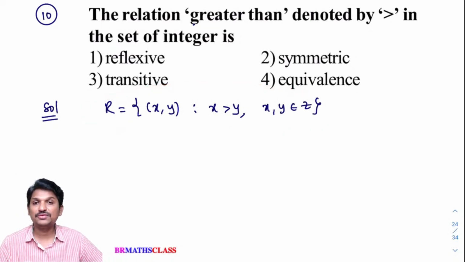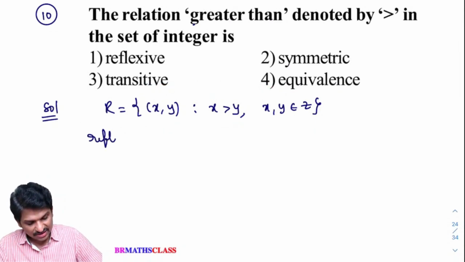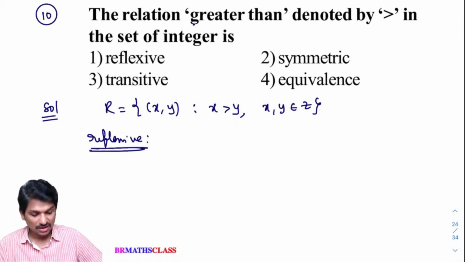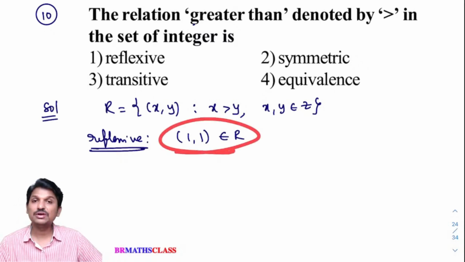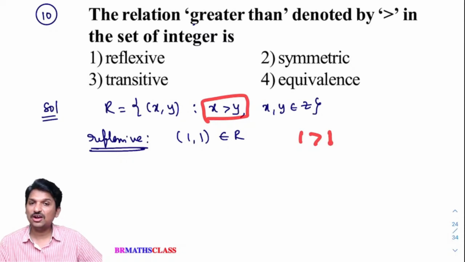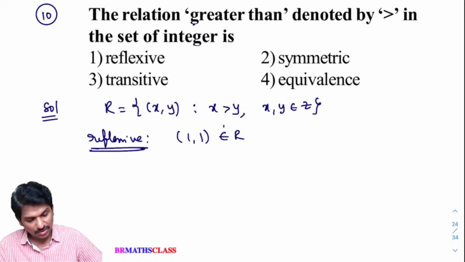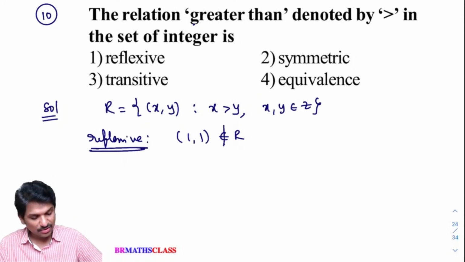Now we need to say what type of relation it is: reflexive, symmetric or transitive. When can we say this relation is reflexive? Integer 1 is an integer; check whether 1 comma 1 belongs to the relation or not. Is 1 greater than 1? 1 is equal to 1, 1 cannot be greater than 1. So 1 comma 1 does not belong to R. Not only 1 comma 1, 2 comma 2 and minus 1 comma minus 1 also do not belong to R. To say it is not reflexive, one counter example is enough. So I can say that this relation is not reflexive.